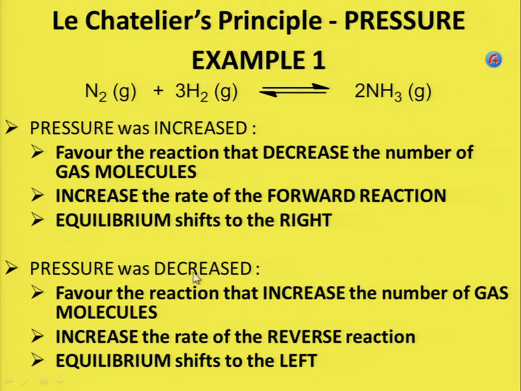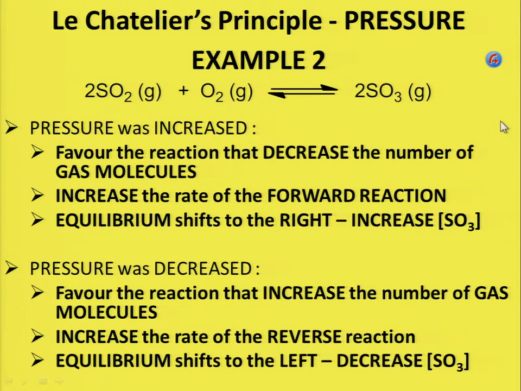If the pressure was decreased, it would favor the reaction that increased the number of gas molecules, therefore the reverse reaction, because it will form more gaseous molecules and therefore increase the pressure. The equilibrium will therefore shift to the left hand side. Here's another example that you can go through by pausing.